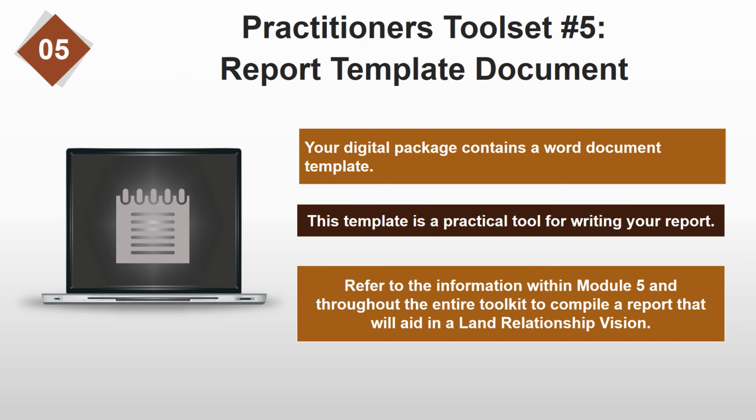The Practitioner's Toolset number 5 is a report template to aid in the development of a land relationship assessment report. This template is a practical tool for writing your report. Refer to the information within Module 5 and throughout the entire toolkit to compile a report that will aid in a land relationship vision.